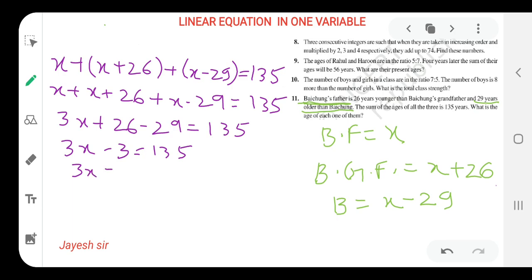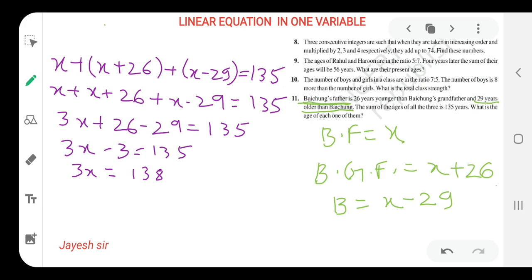Now 3x minus 3 will go that side and it will become plus 3. So 135 plus 3, that I am writing directly over here. That was the next step. 135 plus 3 means 138. I hope you all might be getting it, friends.